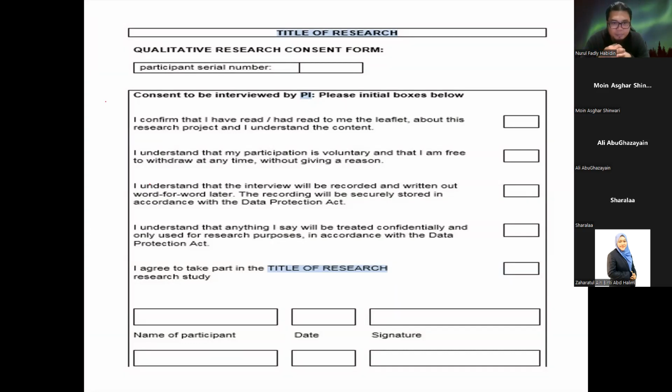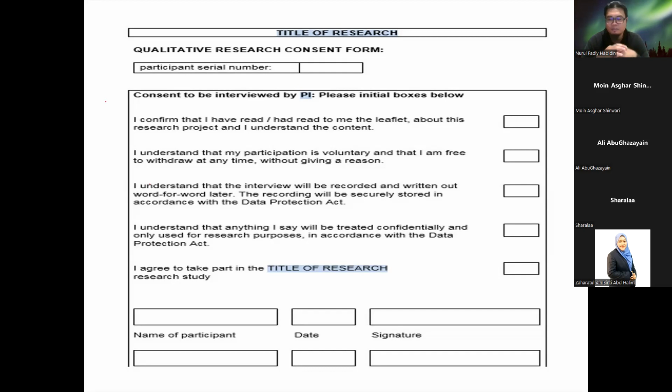I understand that my participation is voluntary and that I am free to withdraw at any time without giving a reason. I understand that the interview will be recorded and transcribed word for word later. The recording will be securely stored in accordance with the Data Protection Act. I understand that anything I say will be treated as confidential and only used for research purposes in accordance with the Data Protection Act. I agree to take part in this research.